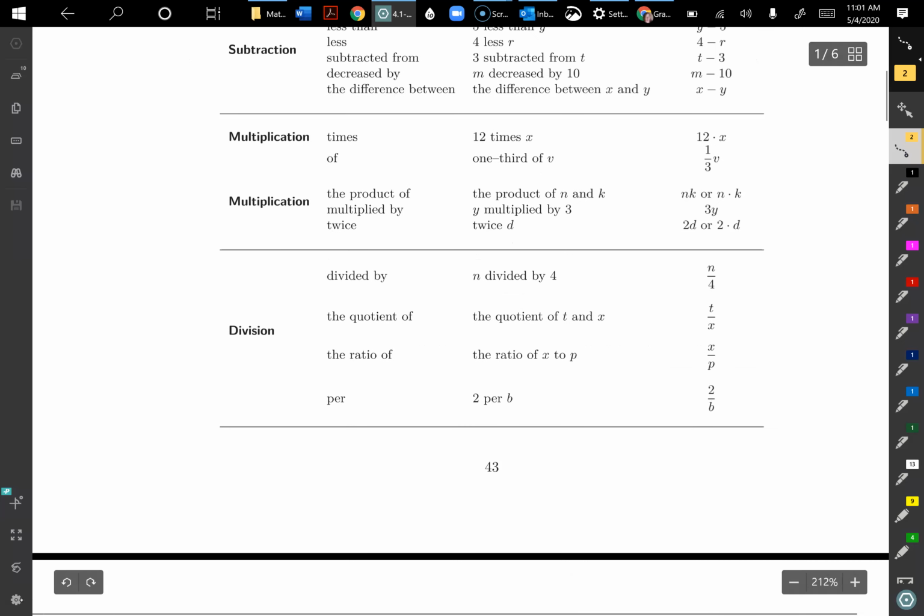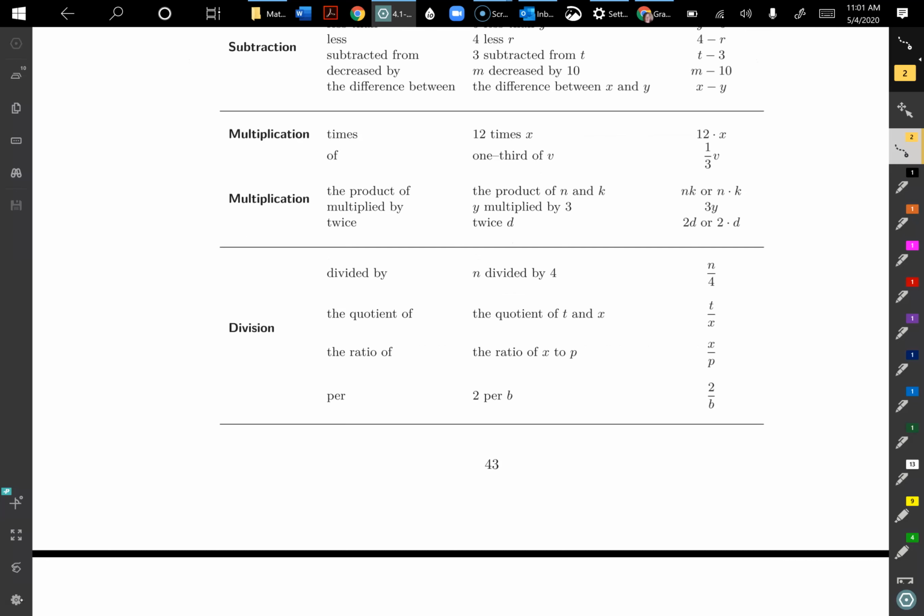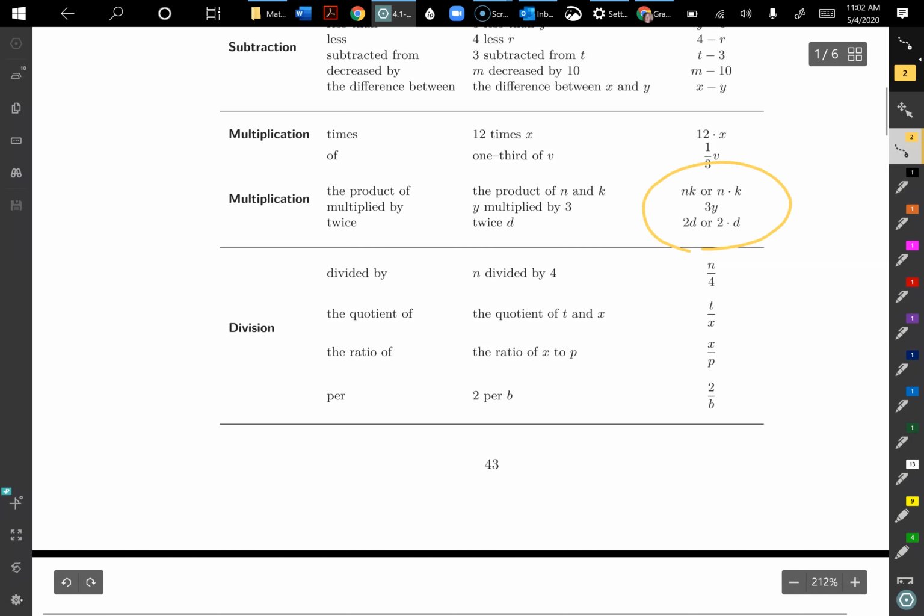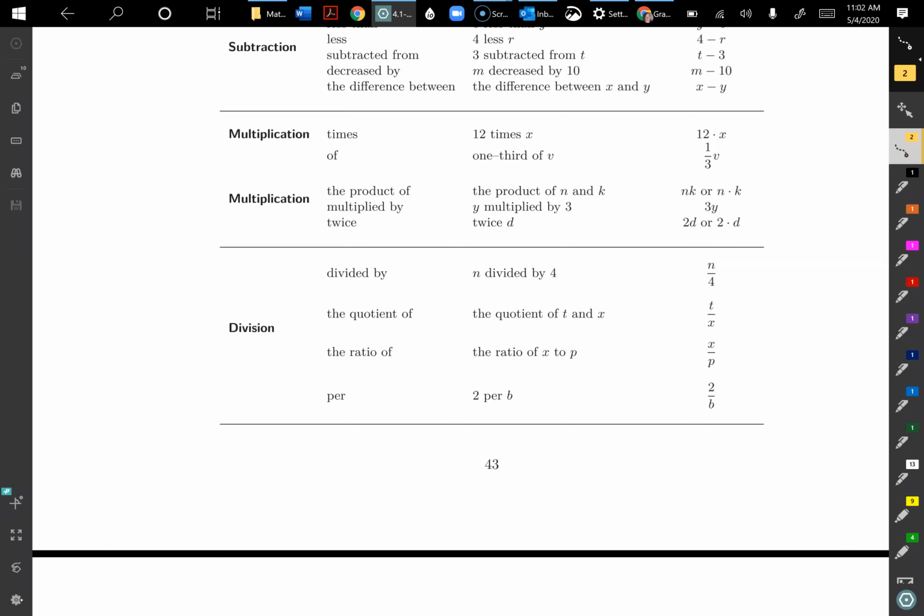Same thing with division, which is quotient. If you have something like the quotient of T and X, you would write whichever one comes first on top. But again, you just have to really pay attention to the context of those. So let me know if you have any questions on that. Also here for multiplication, there are different ways that you can write it. You may be familiar with some of them, but not others.